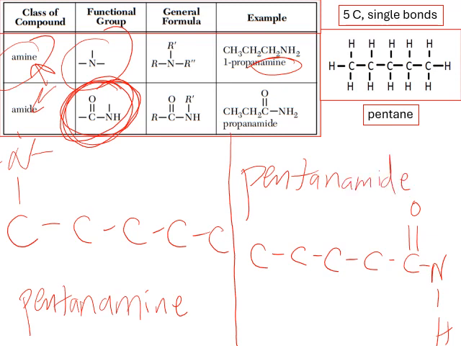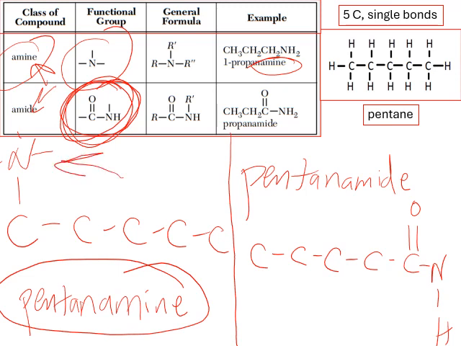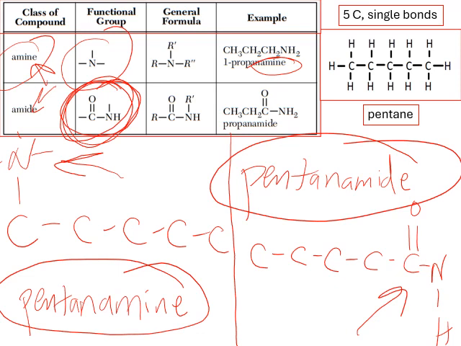Weird names, similar names, but it's just again the difference. It's either N by itself or the double bonded oxygen with the N, and then you just change it either to amine at the end to add it onto the name, or amide added onto the end of the name. But again, all on table R. Don't try to memorize. Just go and check what it says.